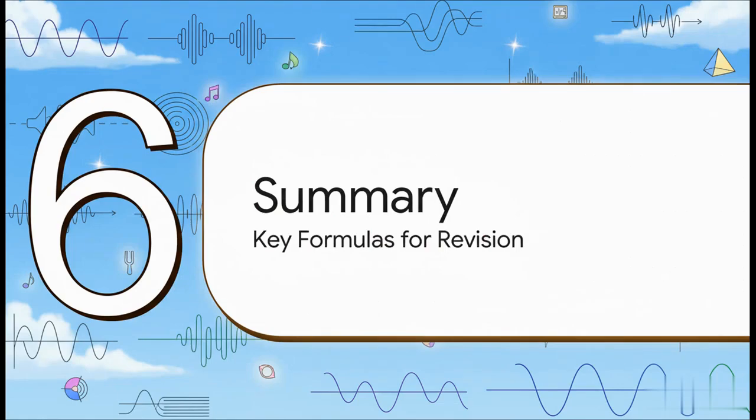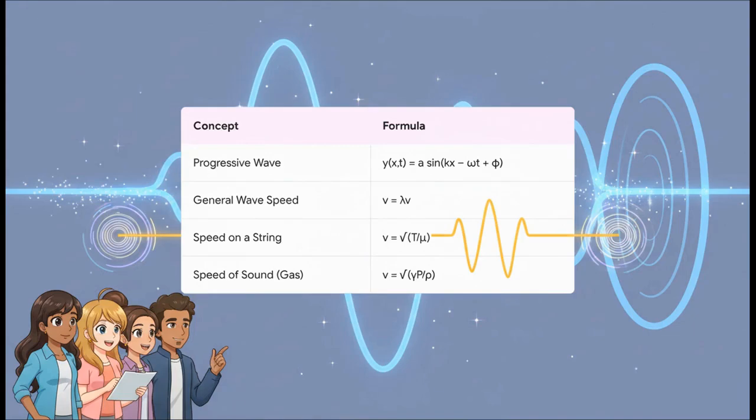Wow, we have covered a lot of ground. So let's do a quick recap of the key mathematical formulas that are really essential for describing and calculating wave motion. Think of this as your cheat sheet. All right, this slide basically summarizes your essential toolkit. First up, we've got the progressive wave equation. Next, that fundamental relationship, speed v equals wavelength lambda times frequency nu.